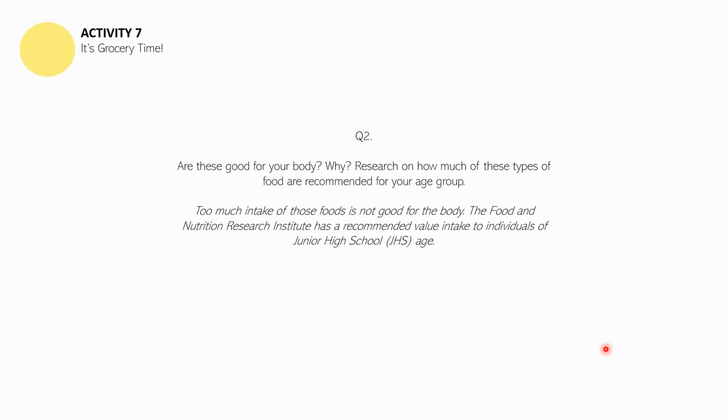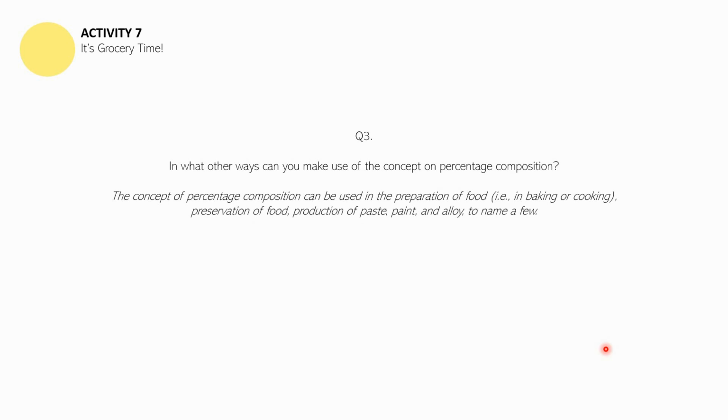Okay. And then for the last question, the answer is the concept of percentage composition can be used, say for instance, in food preparation. So specific activities in food preparation or baking or cooking. Also, preservation of food, production of paste, of paint, and of alloy, to name a few. Ayan. So, that concludes activity number 7. It's grocery time.